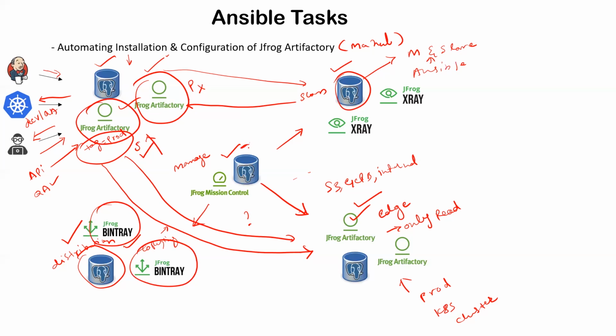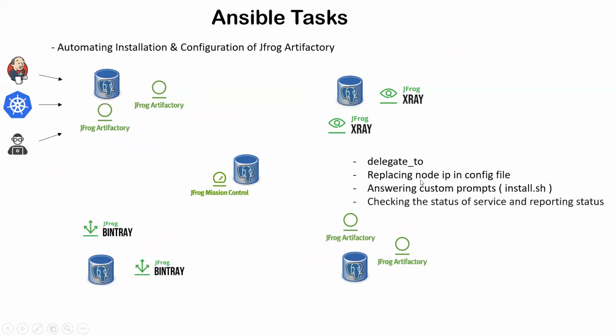That's where we wanted to keep our Ansible playbook execution very simple, because if we have multiple playbooks, the admin will get confused and it might impact many other things as well. So this is where we wanted to use a single playbook that brings up a component with both primary and secondary instances. To achieve this, we used concepts like delegate_to, Ansible variables, answering custom prompts by using the expect module, and many other concepts as well.